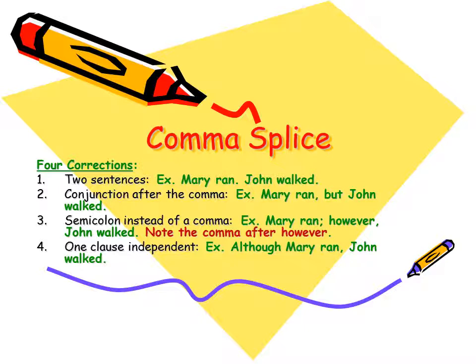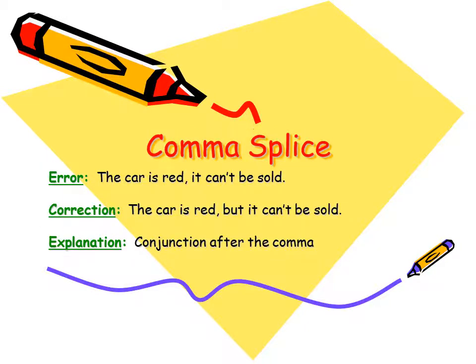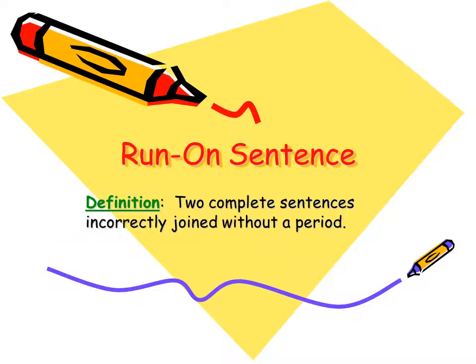You would only do that in the real world if you were probably in school or working for a publishing company. You could also make one clause independent. Although Mary ran, comma, John walked. Here's a sentence with an error in it. The car is red, it can't be sold. If you put in but it can't be sold and you have the comma, it works.